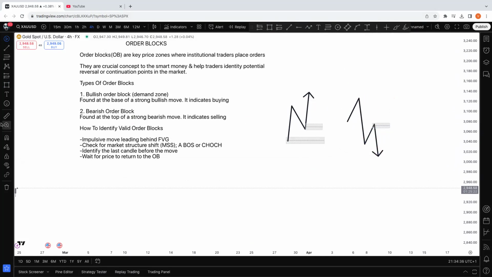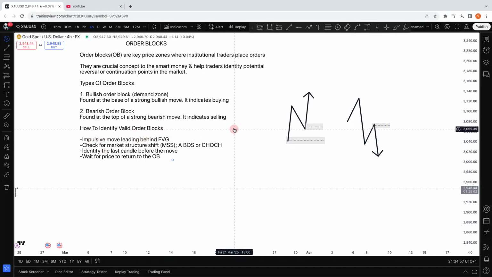Now, when we go to the chart, I'm going to show you guys all of these things. So for now, just keep taking notes. This order block I just described is our bearish order block, and it is found at the top of bearish moves. It indicates selling, just like I showed us here. Now, how do you identify valid order blocks?